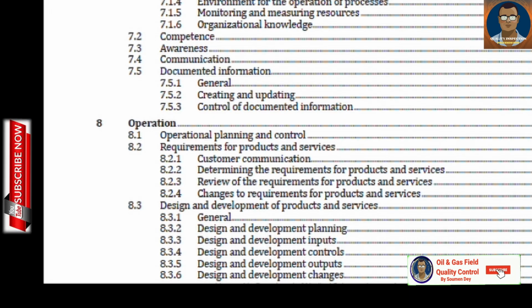Then the next one is the execution of the work, so it is called operation. Operational planning and control are all here. It means there is also a planning section. During the work we have day-to-day planning or week-basis planning. This micromanagement of day-by-day activity is discussed in clause number 8, in the operation section.